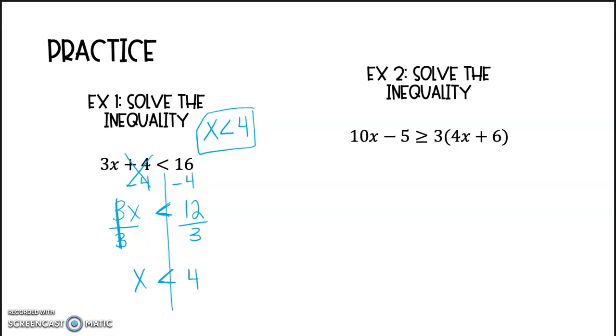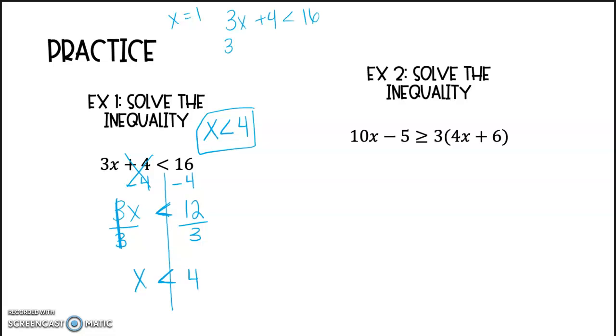So any x value that is smaller than 4 will make that inequality true. If I were to put in 3, 2, 1, 0, -1, -2, and so on and so forth, that inequality is going to be true. So let's plug one in just to see what that looks like. Let's try 1. x equals 1, that's smaller than 4. So 3x + 4 < 16.